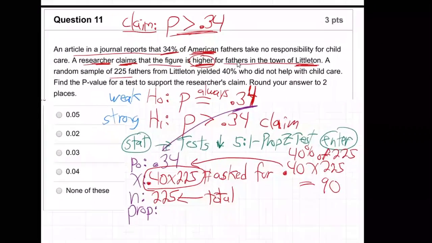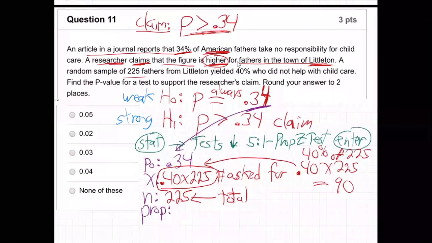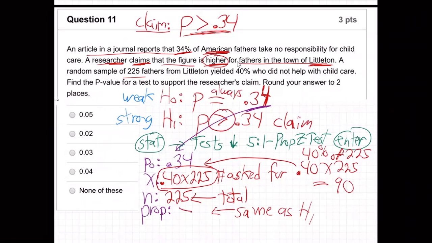All right, so on number 11, let's finish it up. The proportion, you know what we do with that, that's always the same. Same as H1. Boy, my pen is not happy today. Same as H1. What's H1? Greater than. So choose greater than there. All right, I'm going to put all this into my calculator as well. See what we get here.